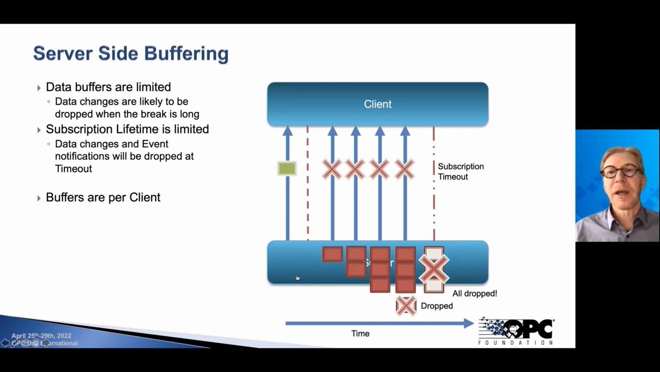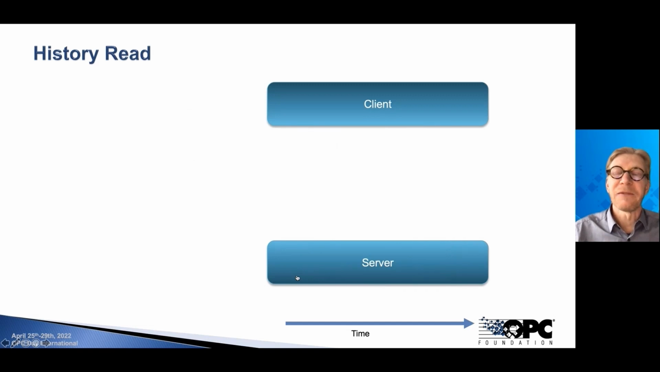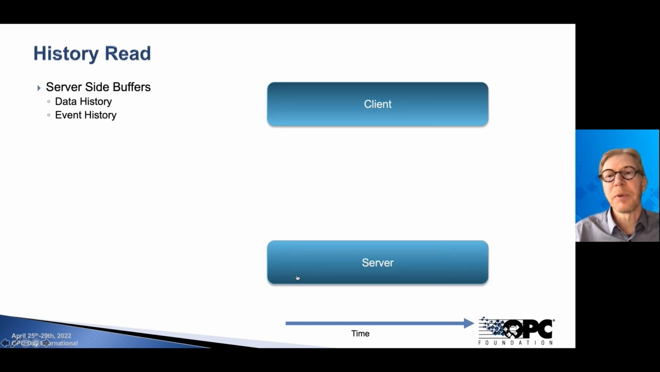These buffers are all per client, and the client defines the length of the sampling buffering, but there are actually some buffers on the server side as well. And this is a bit tricky to get really reliable. So what other options do we have? Well, luckily we have the history read that could also be used for buffering data changes and events. So these are server-side buffers in practice.